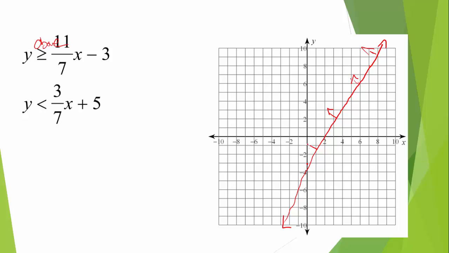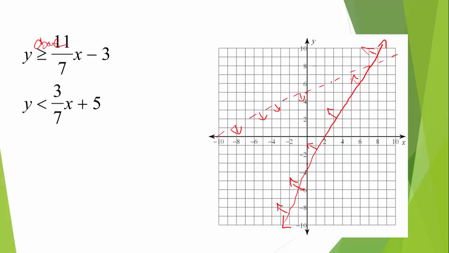Okay, now I'll do the same thing with the second inequality, y less than 3/7 x plus 5. So I'll start at 5, go up 3, and over 7. And this one is also going to be a dotted line because there's no bar. And there we go. Less than means we shade below the dotted line.